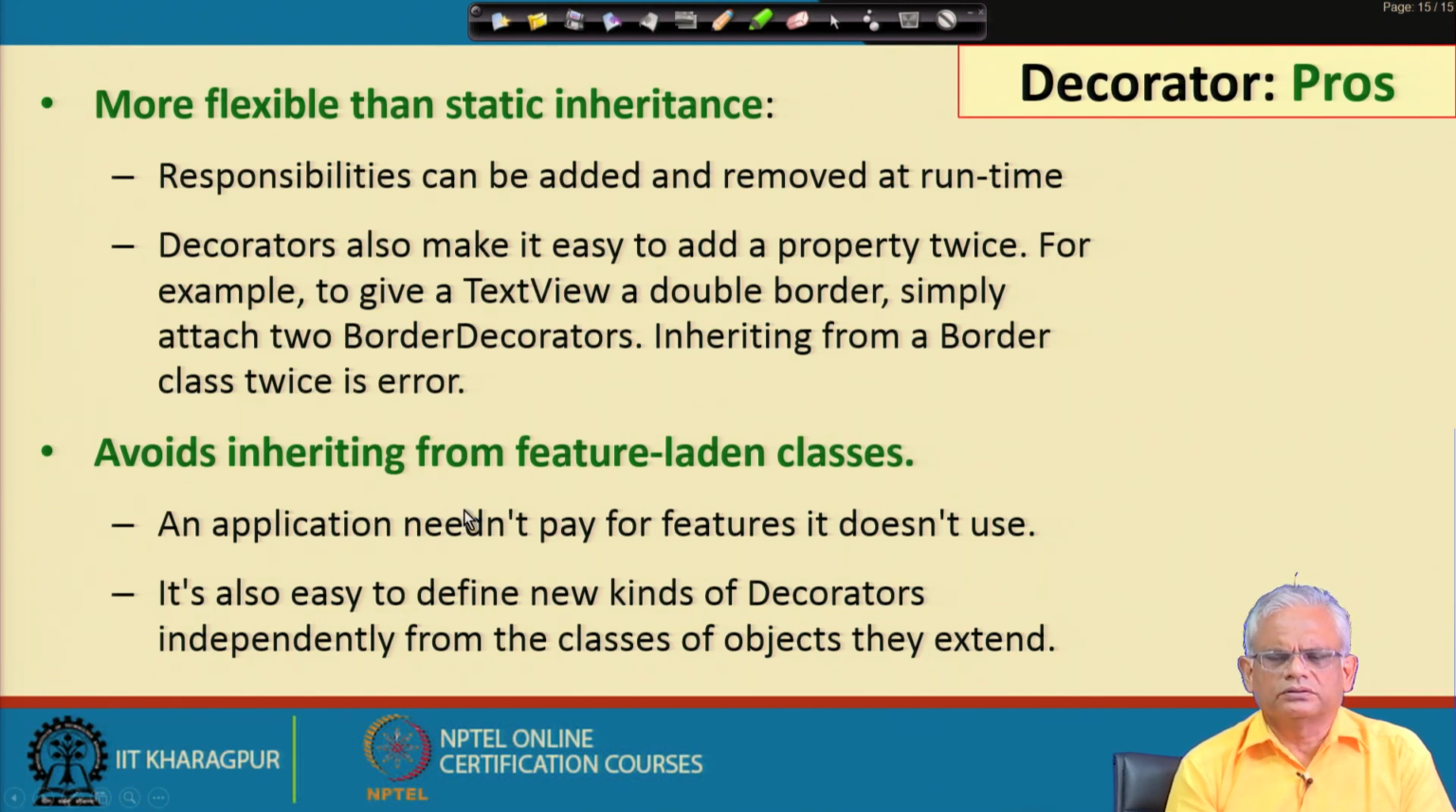And also with the decorator, you only add what is needed, and again you can remove those responsibilities which are no more needed. But using inheritance makes the classes feature laden, a lot of features, methods get defined, and many of them you never use. And also you can use new kinds of decorators independent from the class of objects they extend.